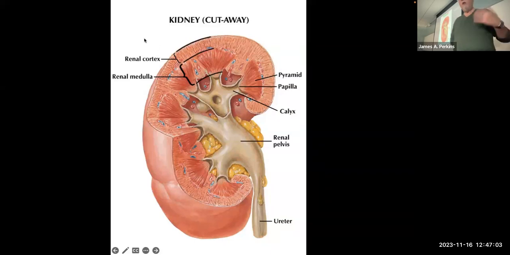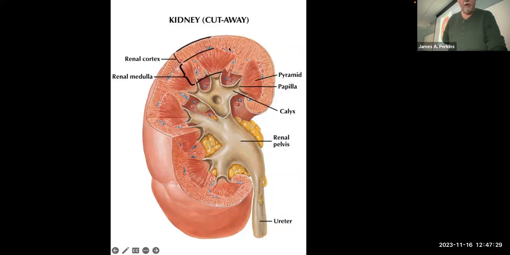The cortex and the medulla both contain nephrons. So on a microscopic level, there's not really a whole lot of difference between the cortex and medulla, although the nephrons in those two areas have somewhat different shapes. But both regions are basically just filled with nephrons, which are the functional units that actually produce the urine.